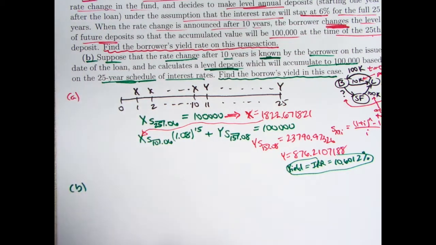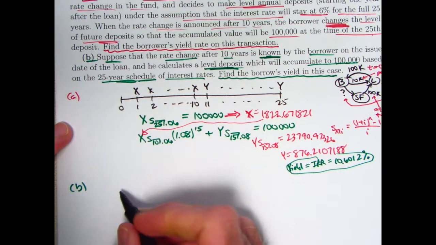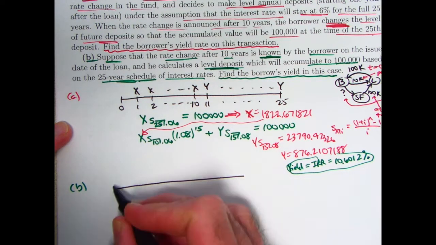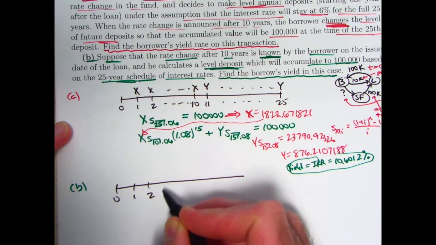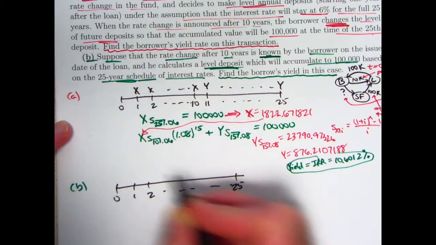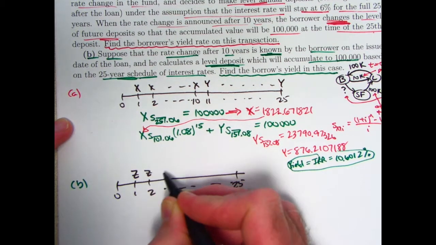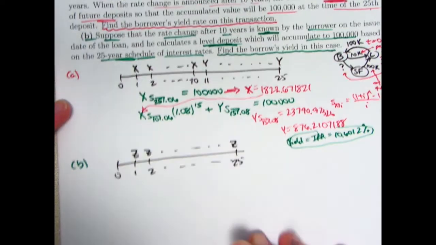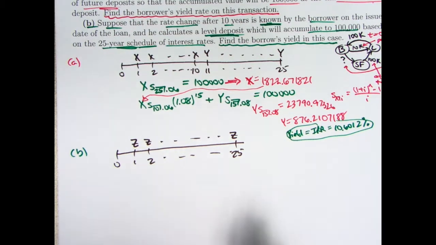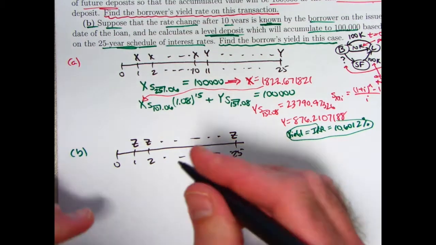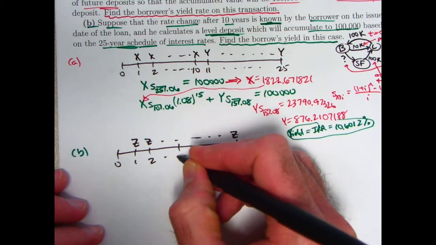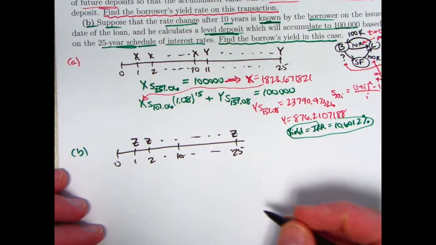Because now the payment is going to be level for the entire time. All 25 payments into the sinking fund are going to be the same. Call that level payment Z, say. There's just going to be one equation of value to solve for Z, but it is still a little tricky. We still have the 6% for the first 10 years and the 8% for the last 15 years.